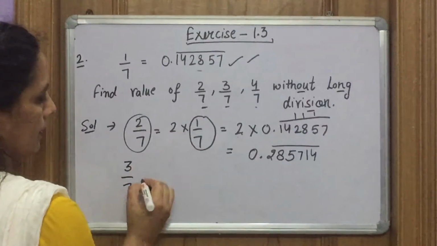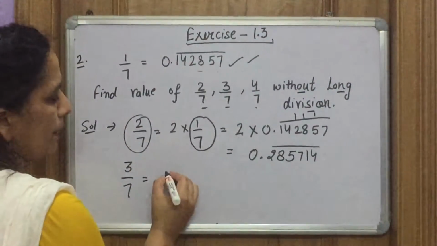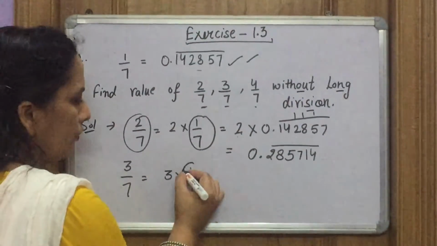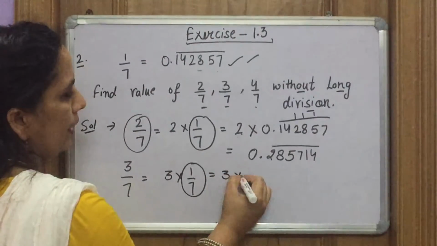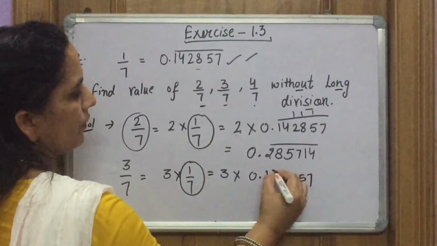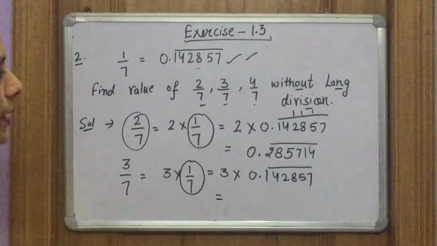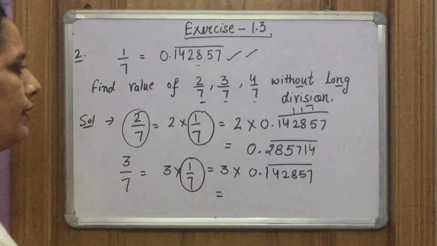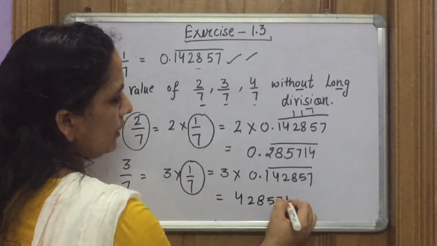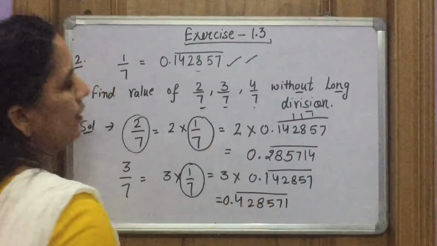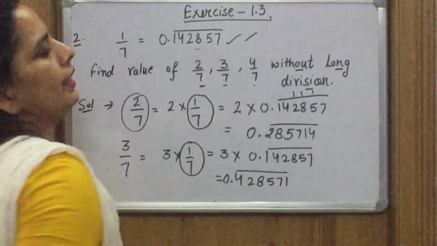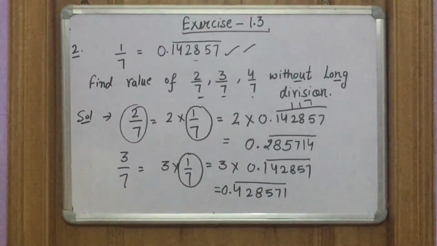Next, 3 by 7. Similarly, we can write 3 by 7 as 3 multiply 1 by 7. Now put the value of 1 by 7, 3 multiply 0.142857 and then bar. Now similarly we can multiply these two numbers and then we will get the value of this number. So this is our value of 3 by 7. Similarly we can find the value of 4 by 7. So this is our question number 2.